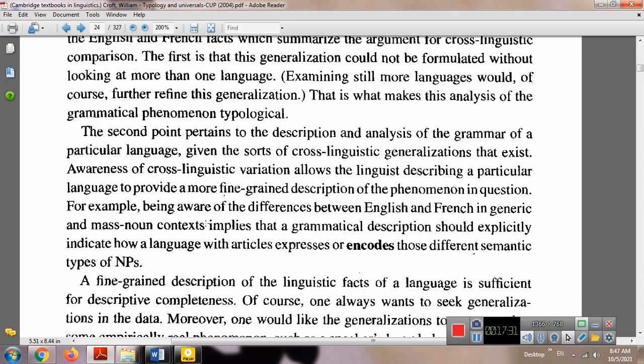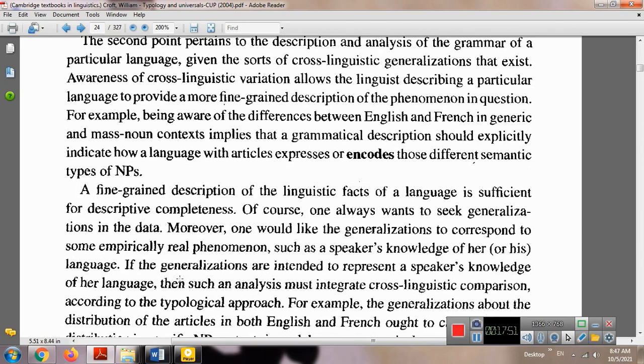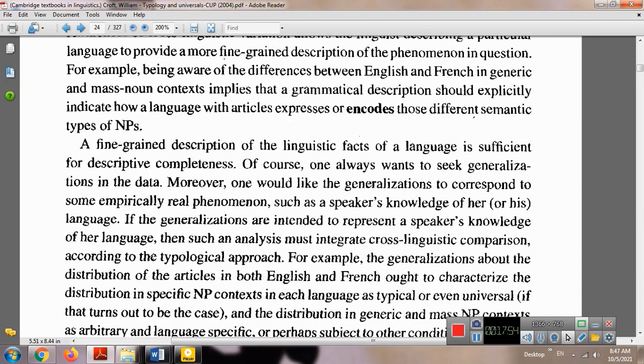For example, being aware of the differences between English and French in generic and mass noun context implies that a grammatical description should explicitly indicate how a language with articles expresses or encodes those different semantic types of noun phrases. A fine-grained description of the linguistic facts of a language is sufficient for descriptive completeness. Of course, one always wants to seek generalization in the data.